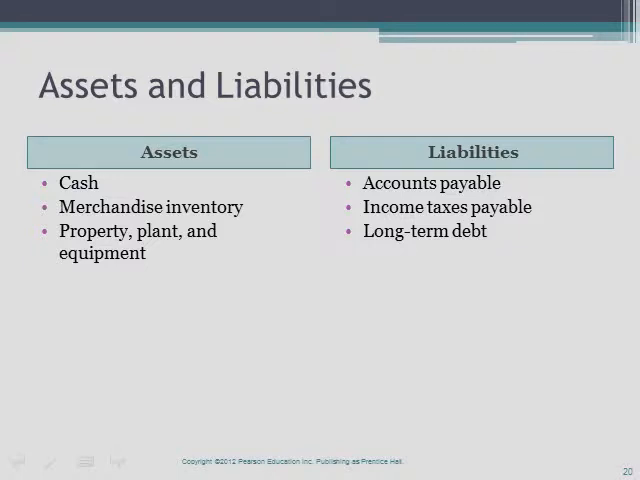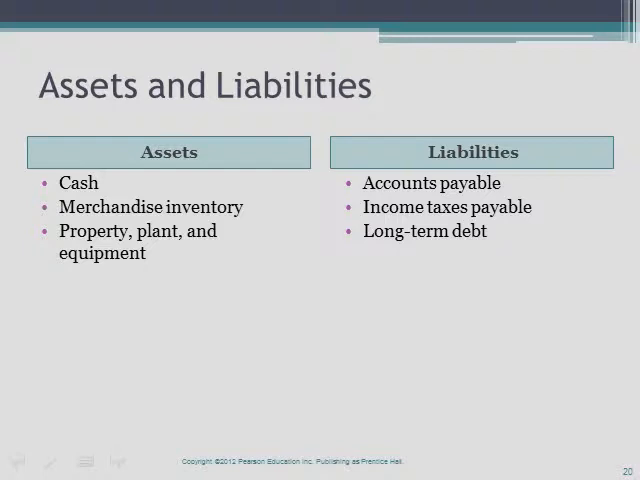Examples of assets include cash and cash equivalents, which are the liquid assets that are the medium of exchange. They may also include merchandise inventory, or products held for sale, or property, plant, and equipment, or fixed assets, such as long-lived assets that the company uses to do business, like stores, equipment, buildings, computers, and so on. Liabilities, on the other hand, include a number of payables, such as accounts payable and federal and state income taxes payable.